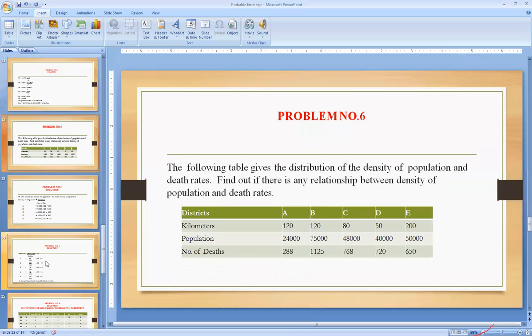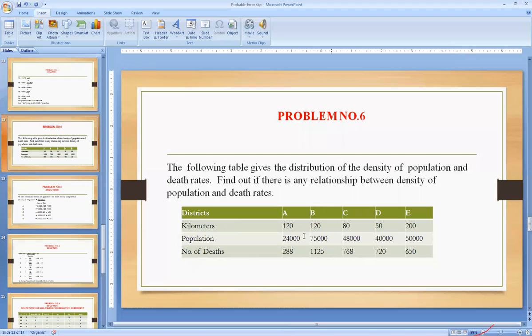And one more question is there. Till the calculation, I can make you understand. Now see, this is the question. The following tables give the distribution of density of population. A similar kind of question we did in the last class, or I might have circulated it. Along with that we have to calculate the relationship between density of population and death rates. These are all the values given in the question.